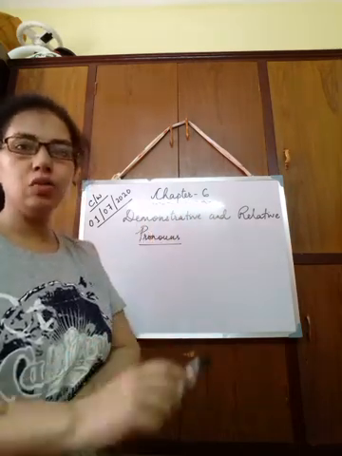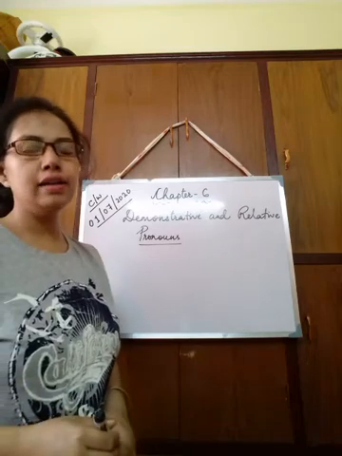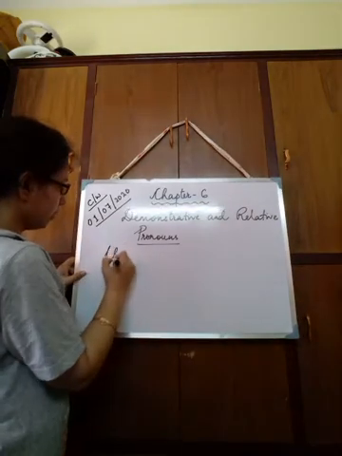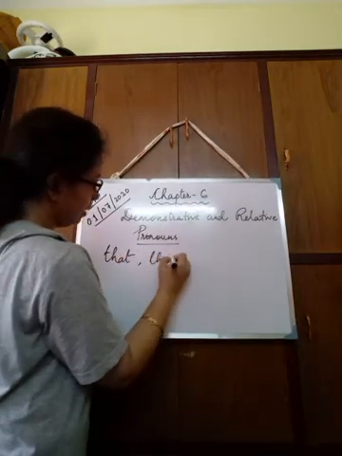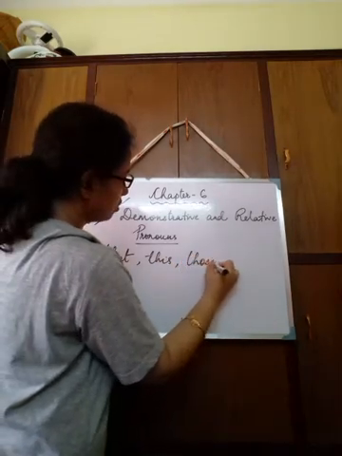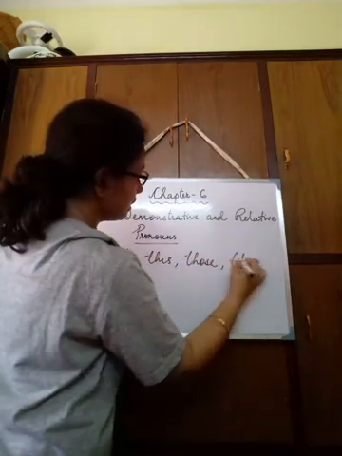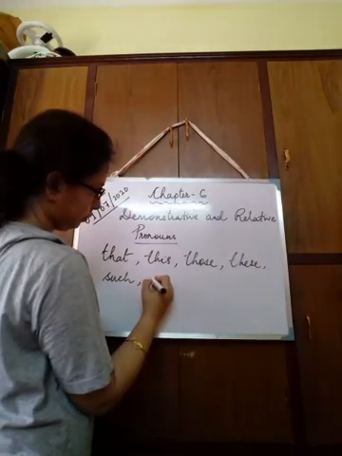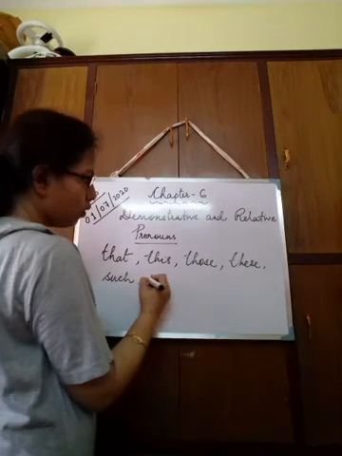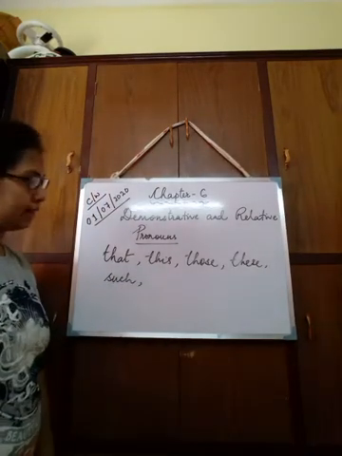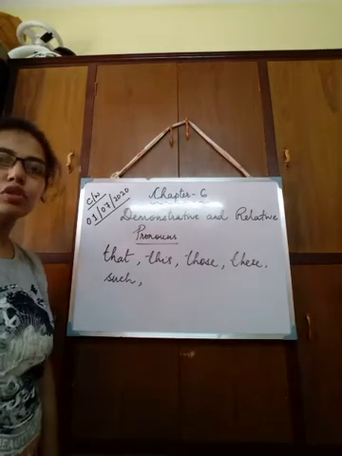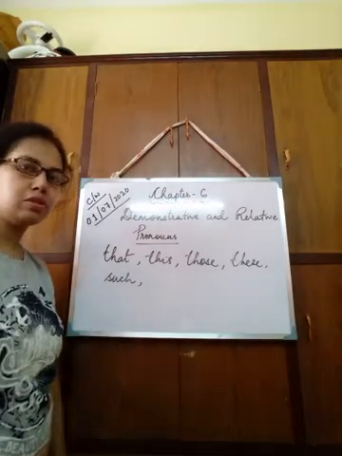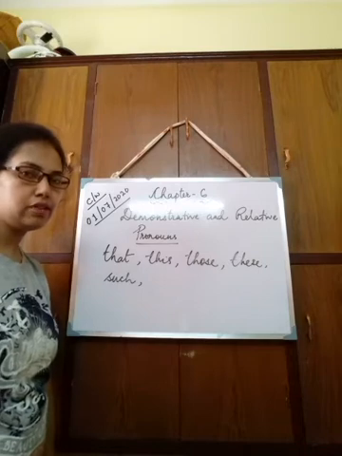Demonstrative pronouns, children, let me tell you, are those pronouns which usually use words of demonstration like that, this, those, these, such. Okay, these are the words that we use for demonstrating various things. Demonstrating means to indicate certain things. With these words we indicate nouns, and therefore these are called demonstrative pronouns.